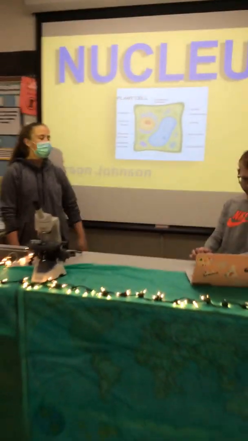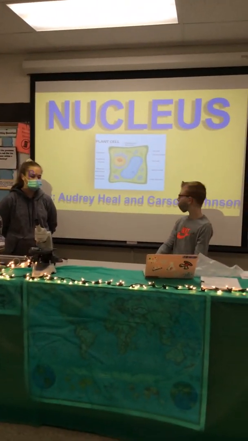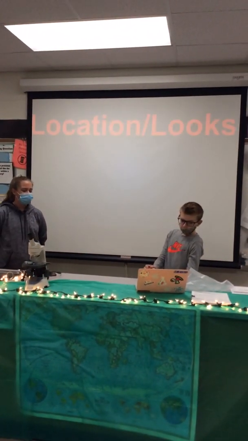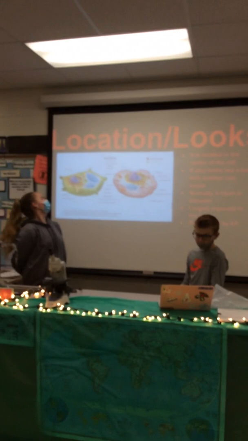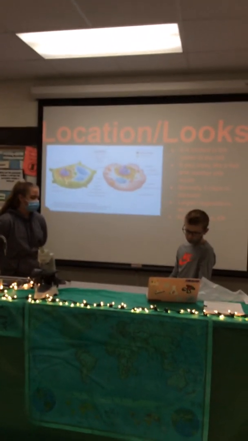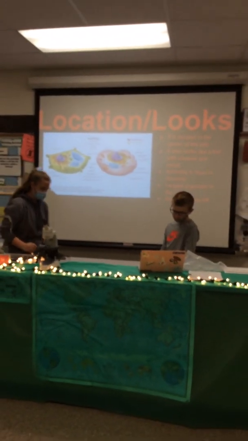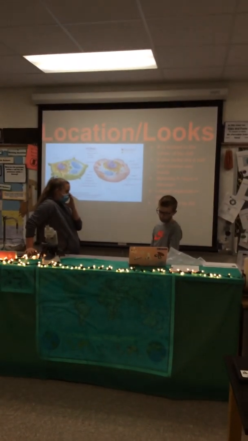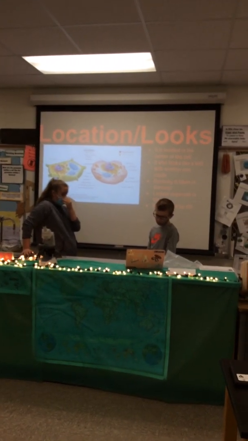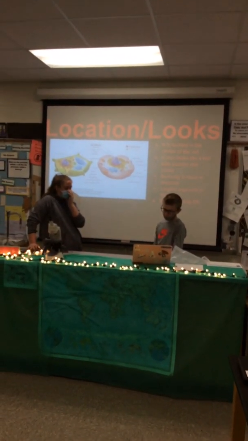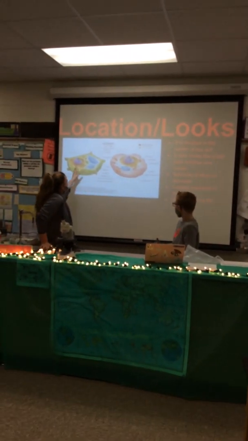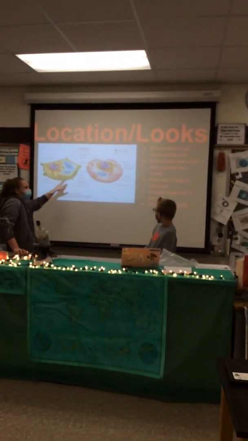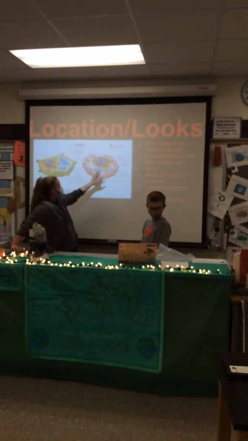Welcome to the cell. We're the first stop, the nucleus, by Audrey Hale and Carson Johnson. Its location and looks: it's located in the center of the cell. It also looks like a ball with another one inside. It's normally 5 to 10 micrometers in diameter, and it's the largest organelle in the cell, surrounded by ER. This is a plant cell next to an animal cell, so you can see differences. We're more off to the side in a plant cell, and in an animal cell, we're in the center.